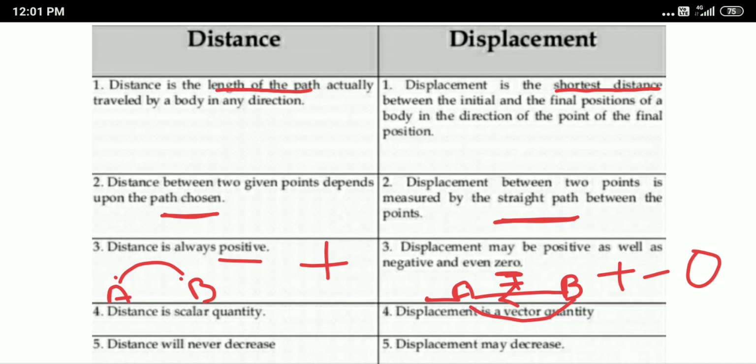Distance is a scalar quantity, as we all know, and displacement is a vector quantity. Distance will never decrease. Obviously, if something is moving, it will cover some distance, so it will be positive only, that means it will only increase. Displacement may decrease. See, if it is negative, displacement is decreasing. If it is 0, displacement has decreased. If it is positive, it may increase, so displacement can not only increase but decrease also. So I think you are all clear.